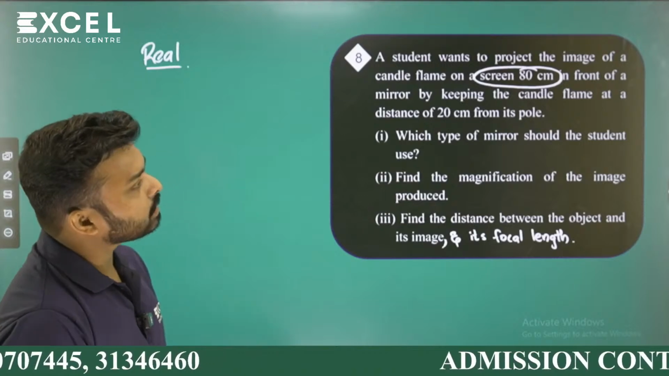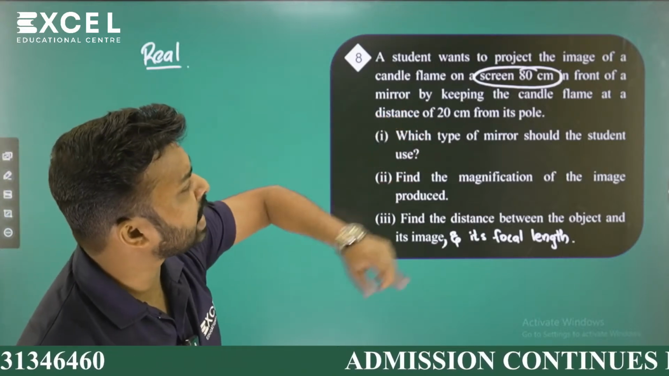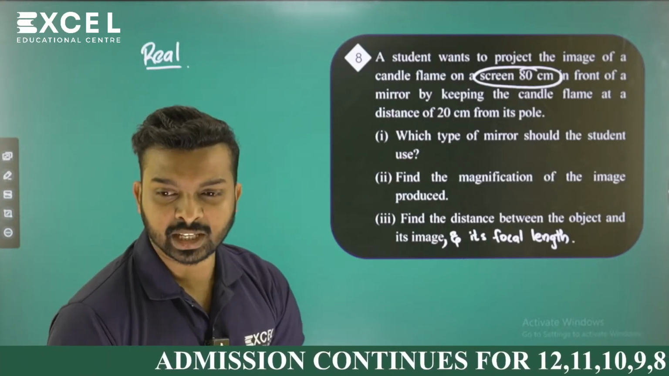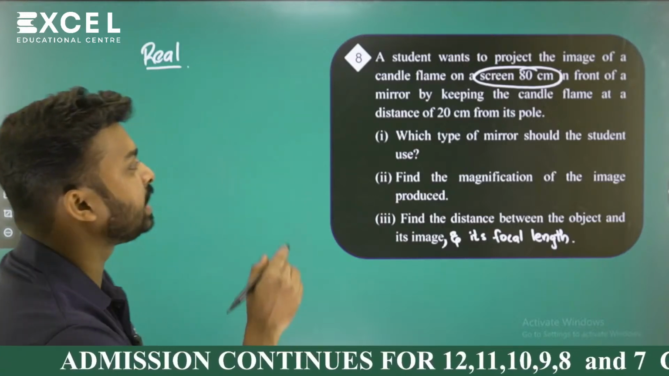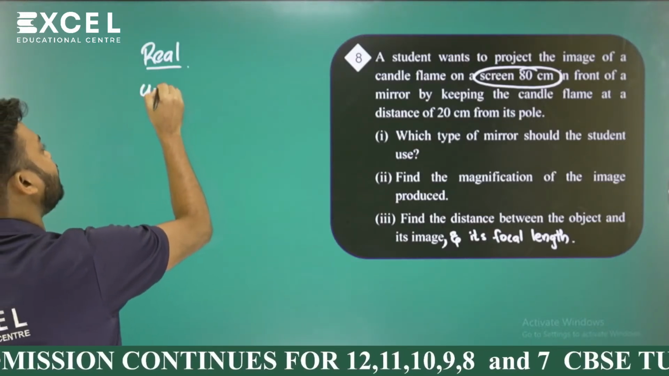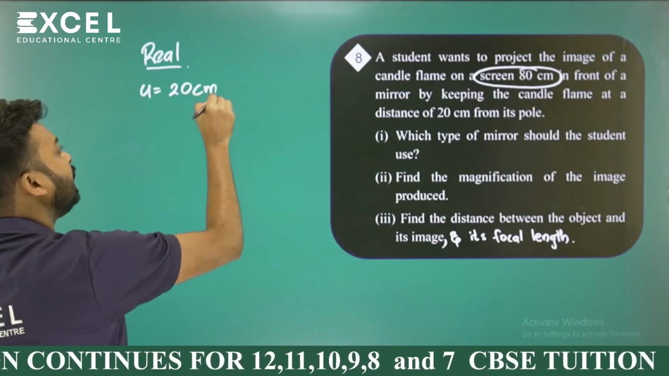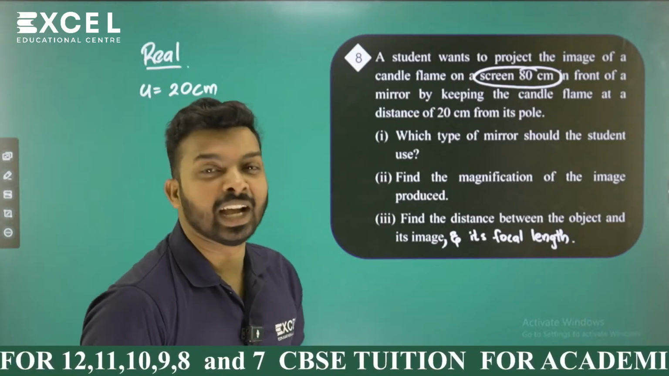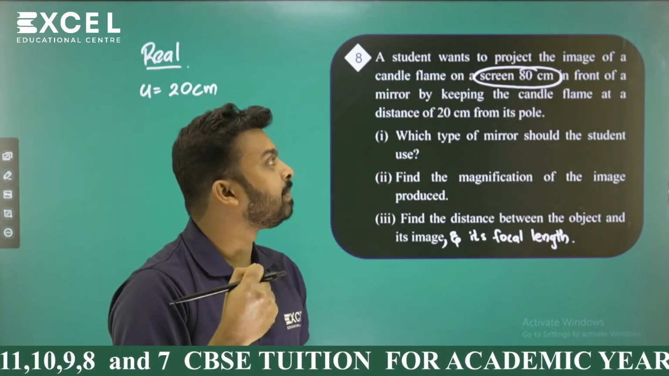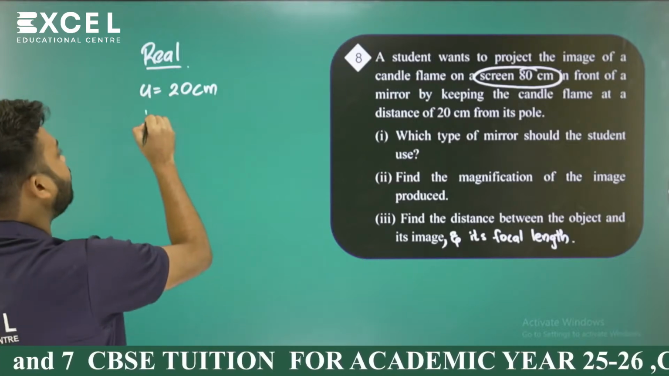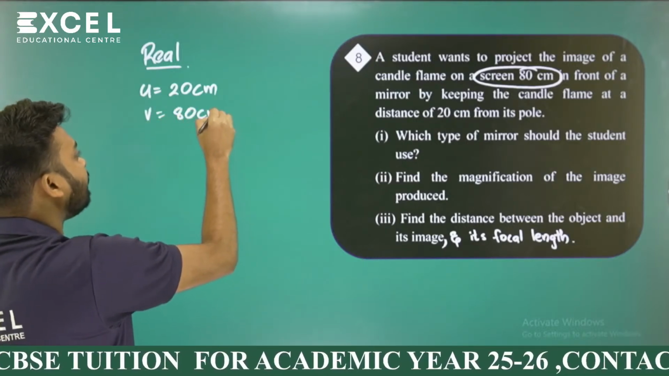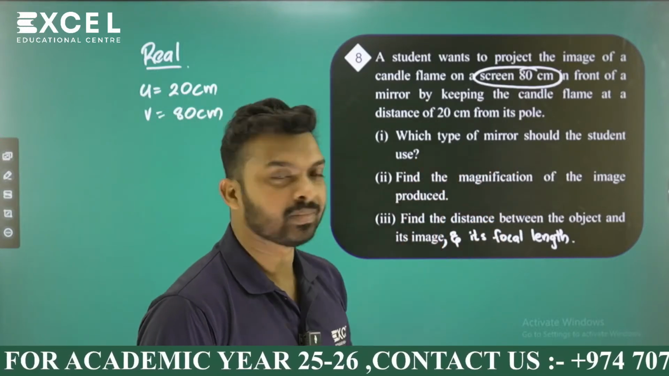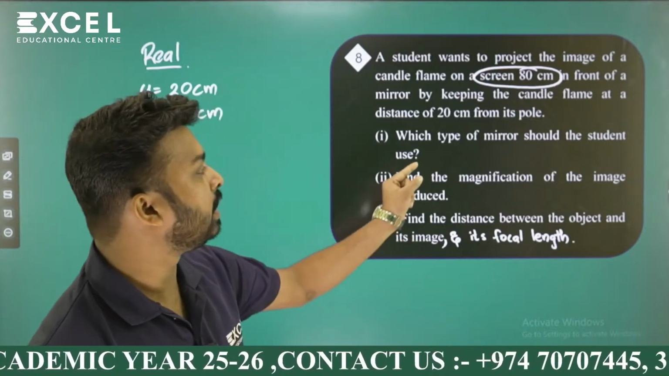So in front of a mirror, a candle flame is kept at a distance of 20 centimeter. So I'm keeping an object at 20 centimeter, so u is equal to 20 centimeter, and I'll be getting an image at 80 centimeter. So v is equal to 80 centimeter. And listen, people, which type of mirror should the student use?